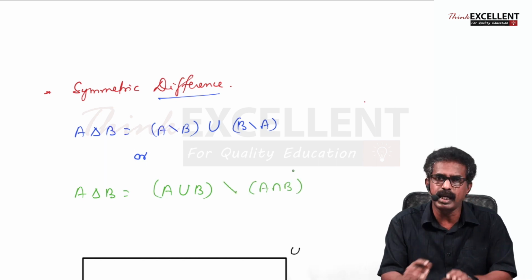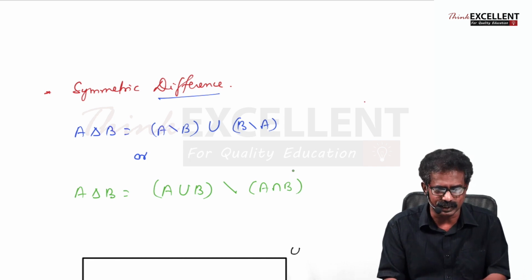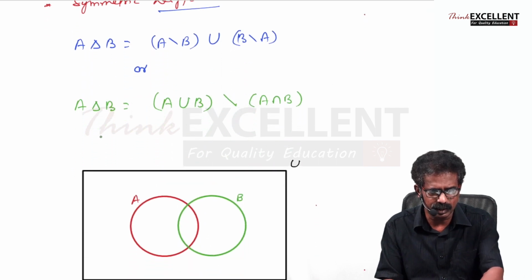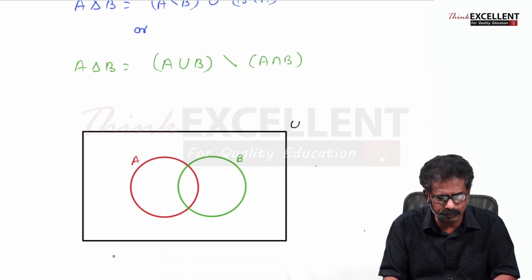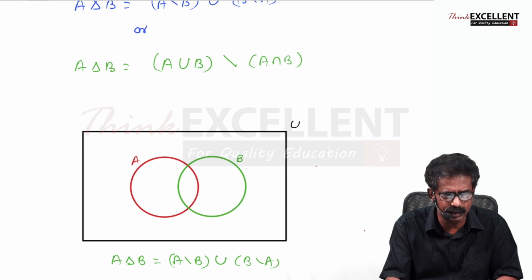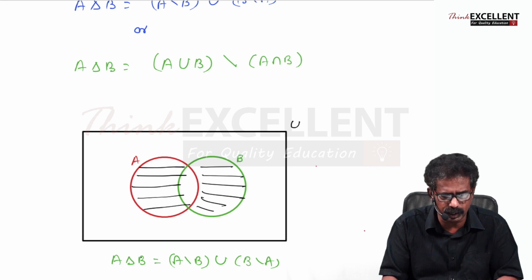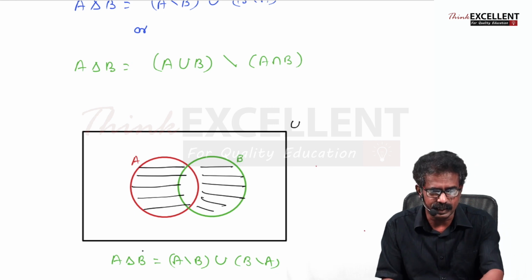What's the meaning of that? You know, A union B, the full portion you take, from that you remove which portion? A intersection B. Okay. So in the Venn diagram, if you shade, I'm going to mark the first one, A delta B. A delta B means A difference B union B difference A, right? So already you know what is A difference B. A difference B means in A, not in B, only this portion. Then B difference A is only this portion, right? Only this portion. So leave that middle portion. Okay, so these two together only, that is symmetric difference A delta B.